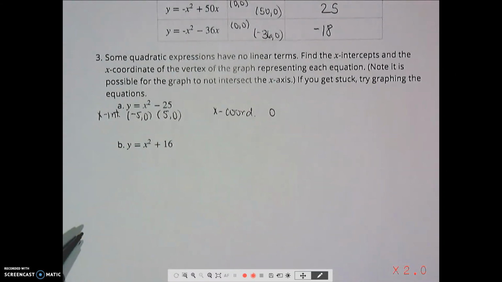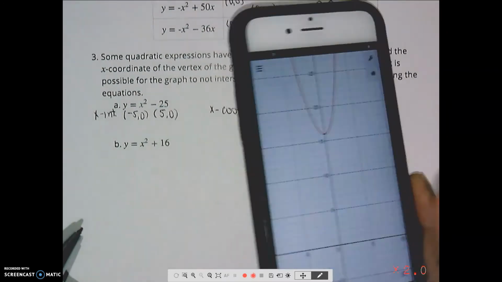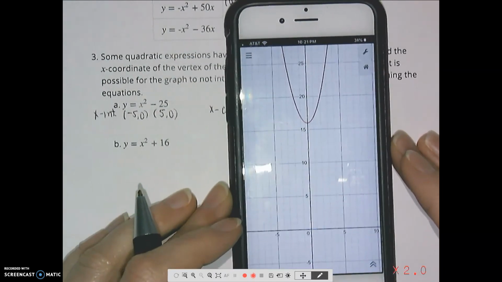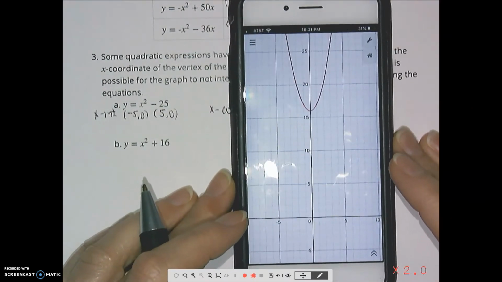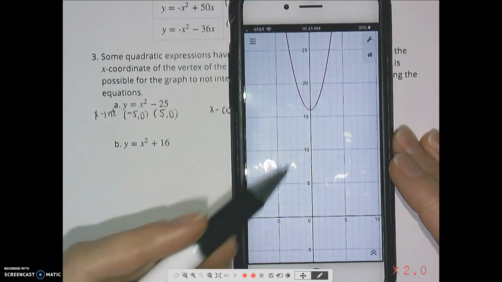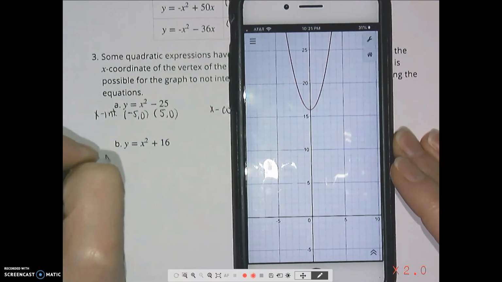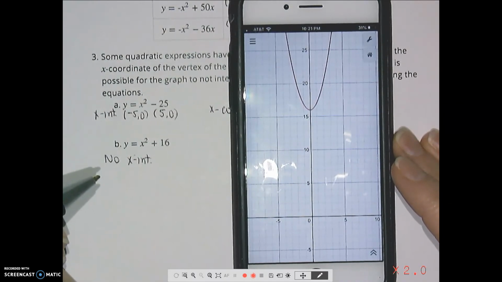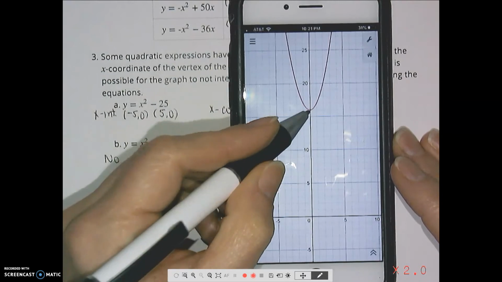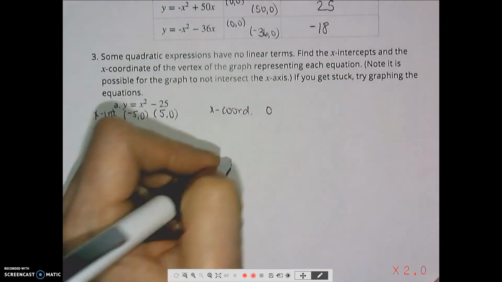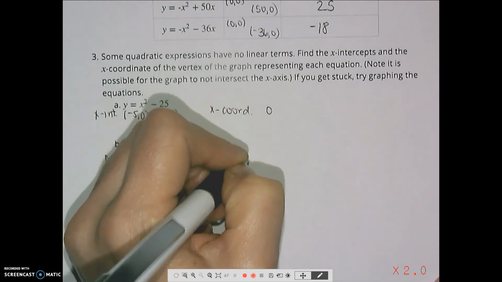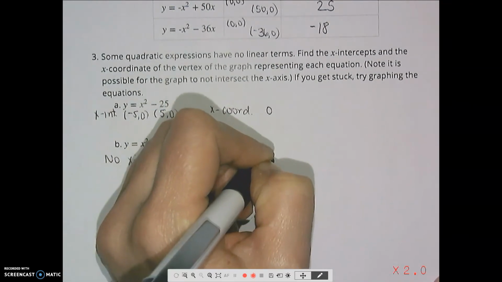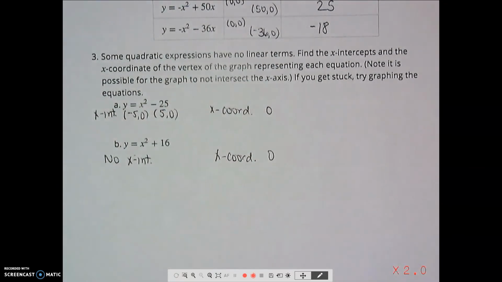Okay? If we look at x squared plus 16, so here I have that typed in. We're looking at the graph of it, so I did have to adjust my window to see all of it. Here it's not crossing the x-axis, so there are no x-intercepts. Okay, and then the x-coordinate of the vertex is happening there on the y-axis, so the x-coordinate of the vertex would also be 0. Okay?